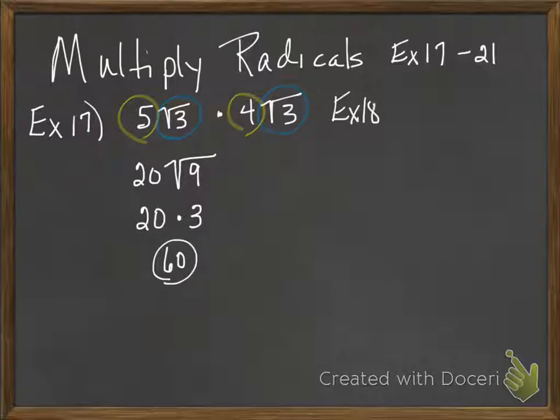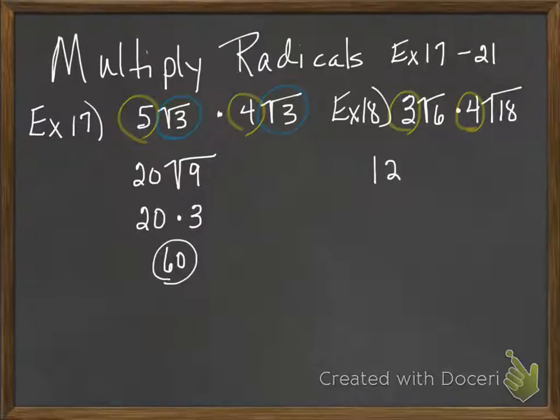Example 18. 3 square root of 6 times 4 square root of 18. So again, if we were adding or subtracting, we could not add or subtract a square root of 6 with a square root of 18, but multiplying is different. Okay? You can multiply two different numbers under your square root. We've got to do outside times outside first. So 3 times 4 is 12. And then we'll do inside times inside. So square root of 6 times square root of 18.